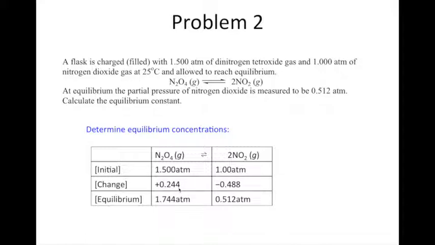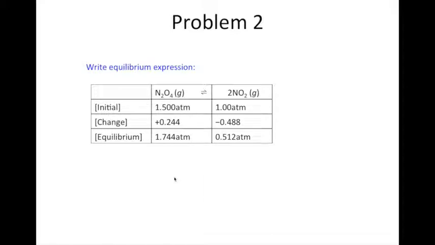Now we just add those two together. We add our initial plus the change in this case to get our equilibrium. So again, over here it's decreasing, so it must increase on the other side of the reaction. Now, once we got that, all we have to do is write our equilibrium expression, our Kp expression.